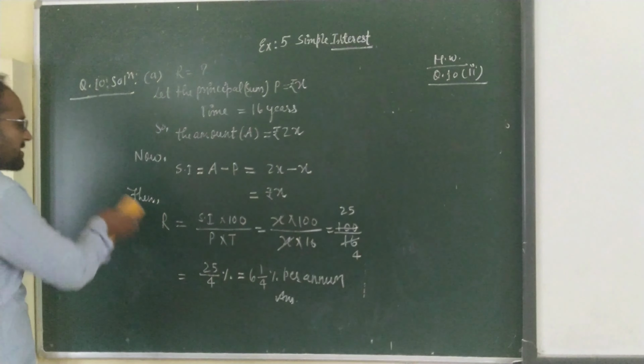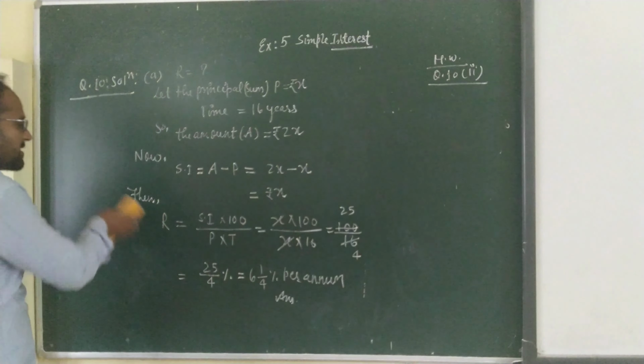Let the principal P be equal to rupees x, and after this time it gets double. The amount A is equal to rupees 2x. Now we know the principal and the amount, so it is very easy to find the simple interest. Simple interest is equal to amount minus principal. So 2x minus x, we get here rupees x.